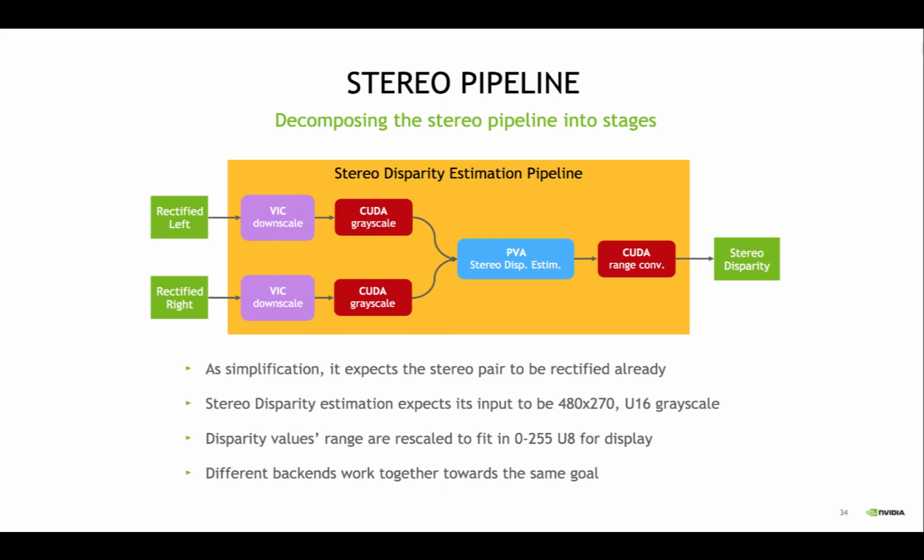The grayscale images are then fed into the stereo disparity algorithm. The resulting disparity image needs some post-processing before display though. Right now, it is in Q11.5 format. That's a fixed point precision format. We must convert it so that its range is 0 to 255, so that it fits in an 8-bit unsigned image. That's what we're doing here using CUDA's convert image format algorithm, which also converts the data range. We see here that the different backends work together towards the same goal. As you already know, we'll surely use VPI events to make it happen.